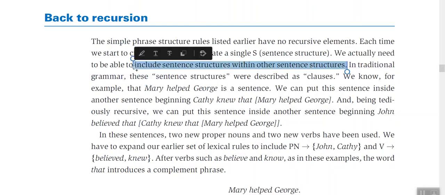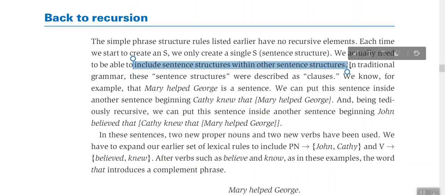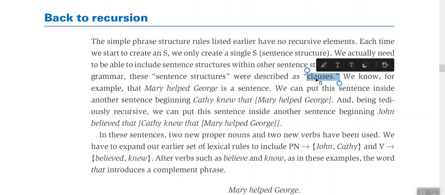Here, as if the writer tries to tell us that what we talked about is just a simple sentence. What about if we have a sentence within a sentence? How can we make a tree diagram? If we have a sentence within a sentence, if we have many sentences. In traditional grammar, these sentence structures were described as clauses. A clause is smaller than a sentence, sometimes called a sentence clause. You will have this in the fourth stage, inshallah.